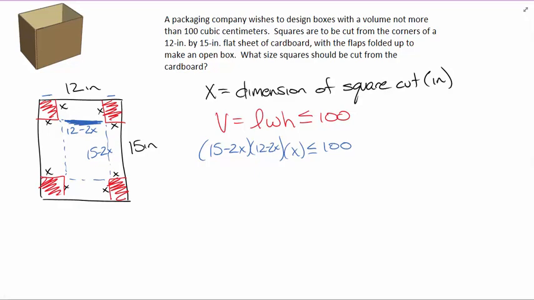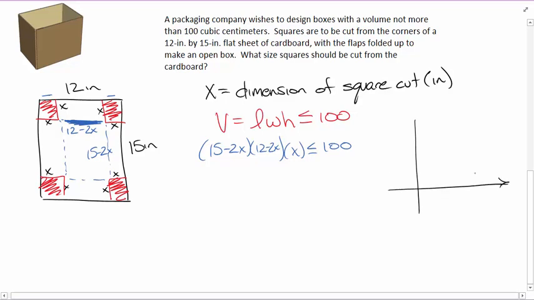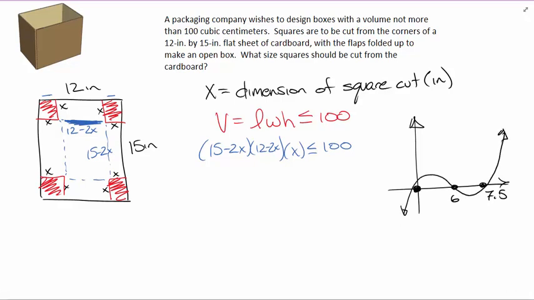If we were to graph these two sides, we should be able to get an image that will tell us when our box has a volume of less than 100. On the right side of this inequality, we have a cubic. This cubic is going to cross the x-axis at 0, at 6, and at 7.5, and it's going to have a normal end behavior for a cubic, so it's going to look something roughly like that. If I were to graph y equals 100, I would get this line right here that's going to intersect.